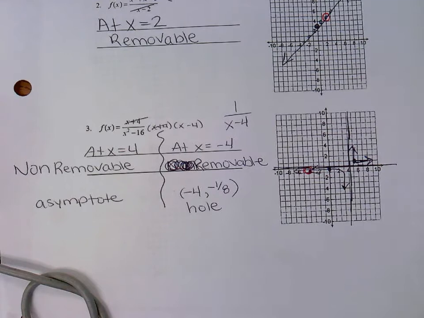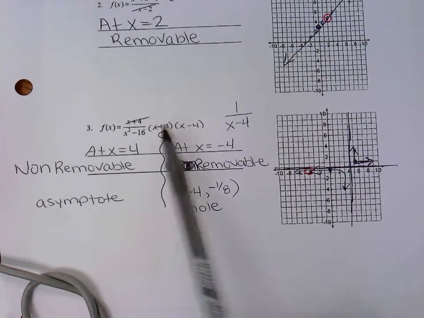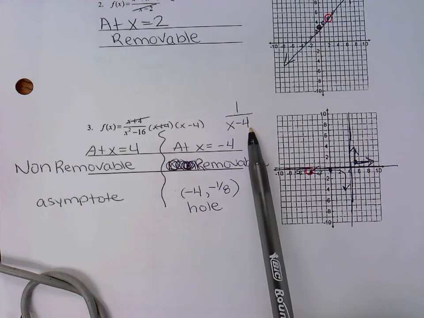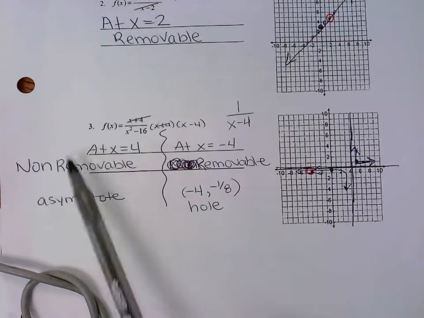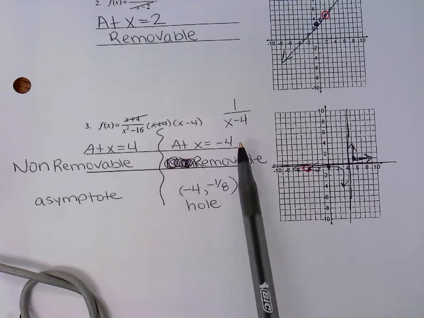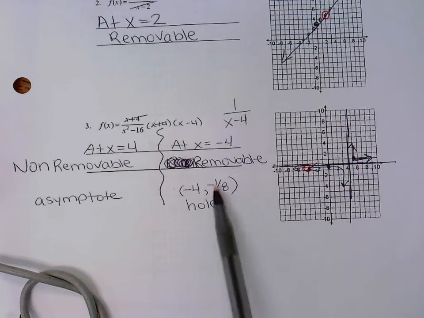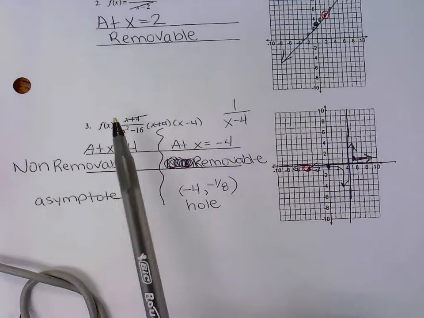So I factored the denominator using difference of squares, and I canceled my x plus 4s. That gives me a final function of 1 over x minus 4. So positive 4 is the undefined value that's non-removable, because that's an asymptote. And at negative 4, I could plug that in and get negative 1/8. So that's considered a removable discontinuity because it was a hole in the graph.